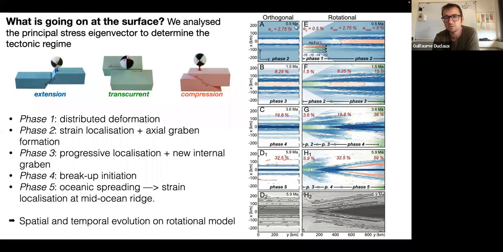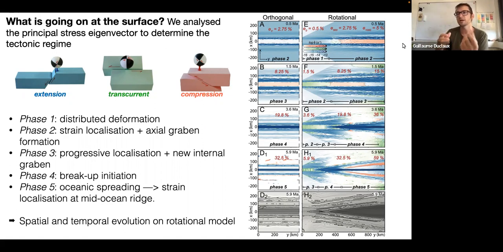So this first time shot is at 0.5 million years. The second one is at 1.5. We go to 3.6 and about 6 million years. The color scale that we see at the surface is either red, blue, or green. It's a similar color scale to the one I showed you on the world stress map, pretty much.